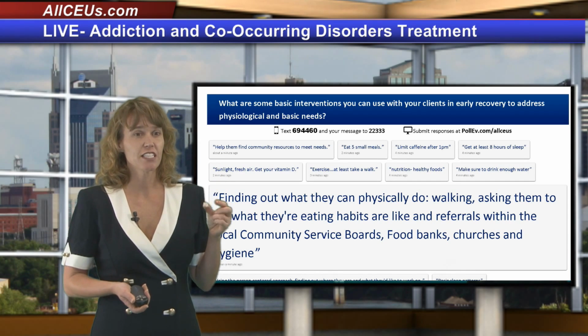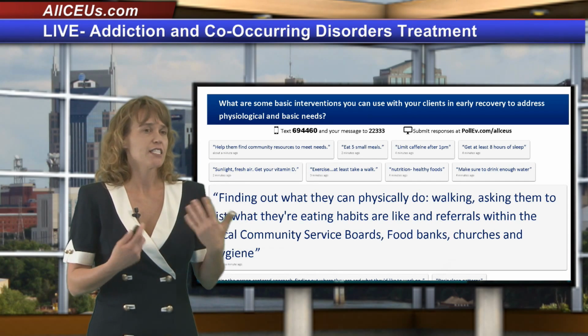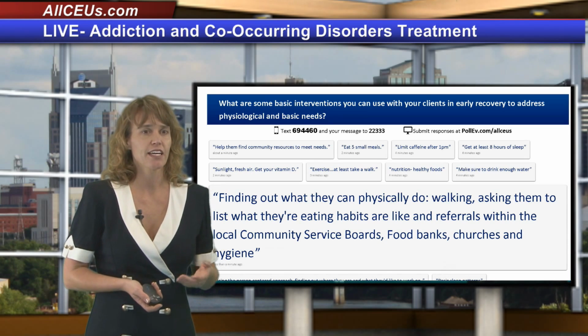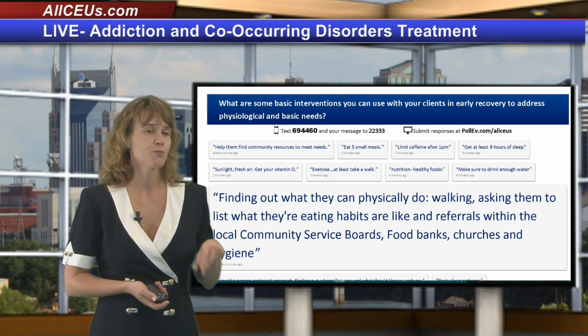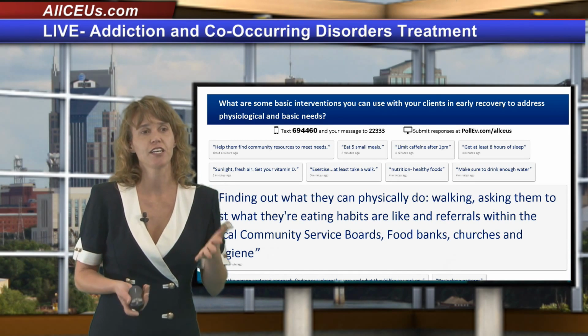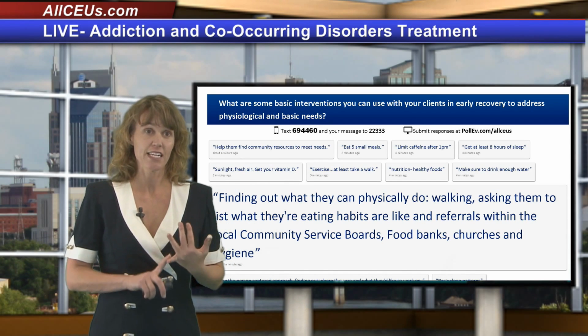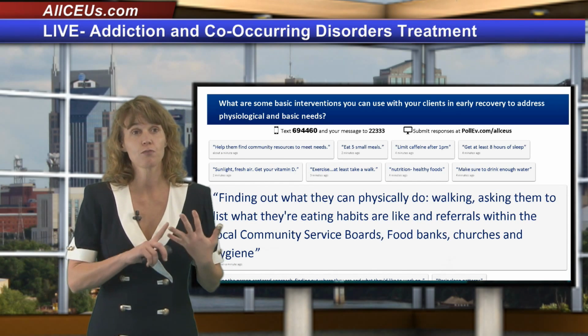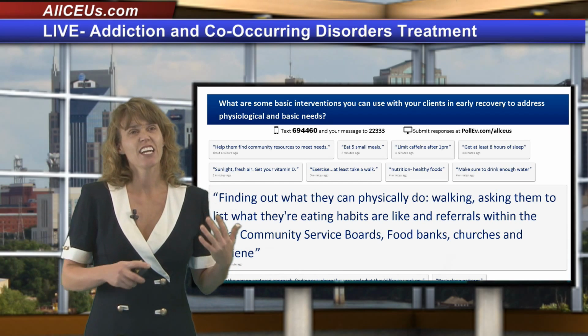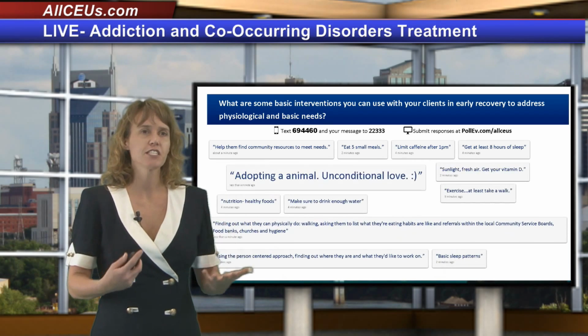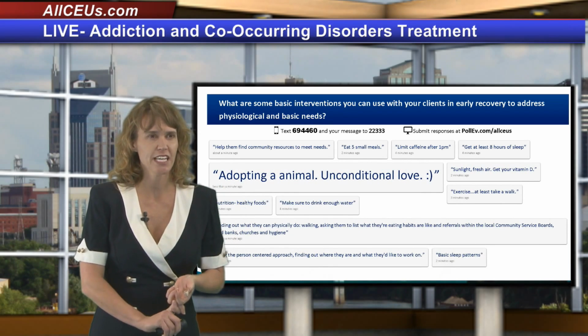Finding out what they can physically do. Walking. Ask them to list what their eating habits are like, and make referrals within the local community service boards, food banks, churches, and hygiene. So when you do your assessment, you should be doing a pain assessment as well as a full biopsychosocial assessment and understanding what their physical and cognitive limitations are.